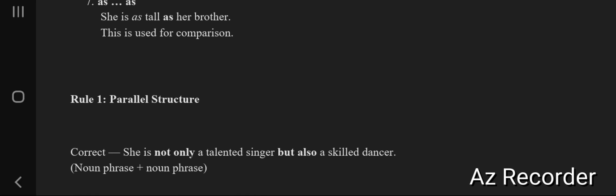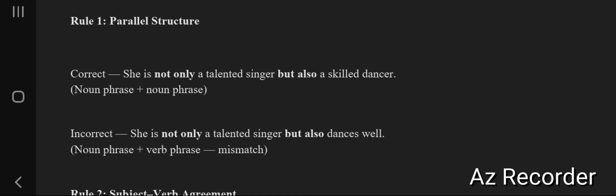Key grammar rules. When using correlative conjunctions, there are 3 important rules to follow. Rule 1. Parallel structure. The grammatical form after each part of the pair should be the same. For example, correct: She is not only a talented singer, but also a skilled dancer. We have here noun phrase plus noun phrase.